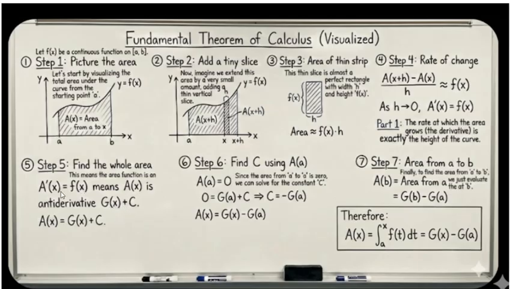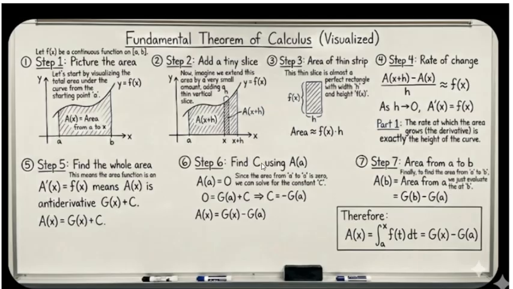Therefore, once we conclude that A dash of x, the derivative of the area function, is equal to f of x, and we integrate on both sides, we get the antiderivative of this function, that is g of x plus c. Because it is an indefinite integral, A of x is equal to g of x plus c.